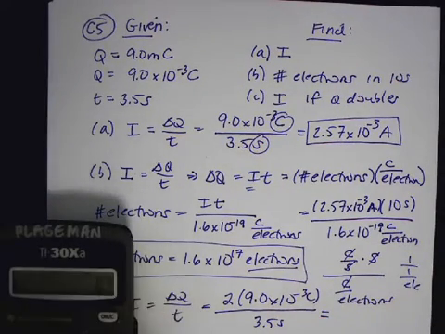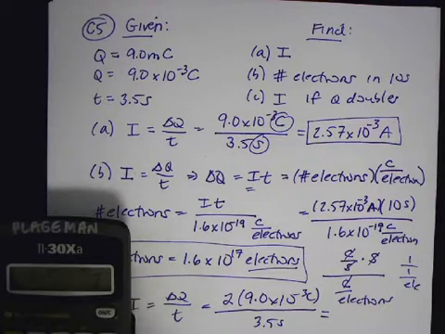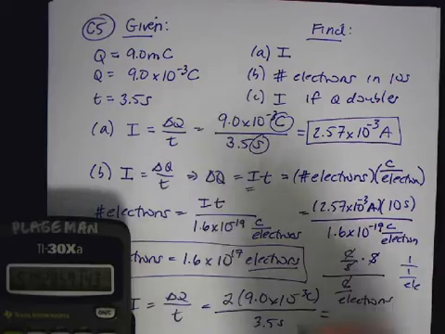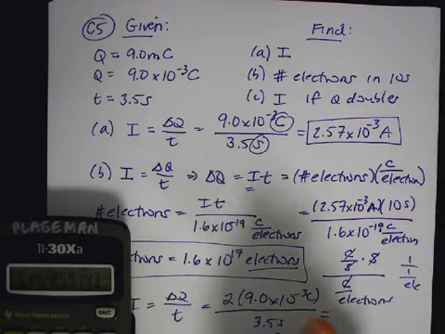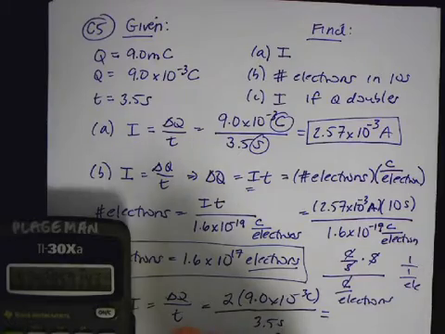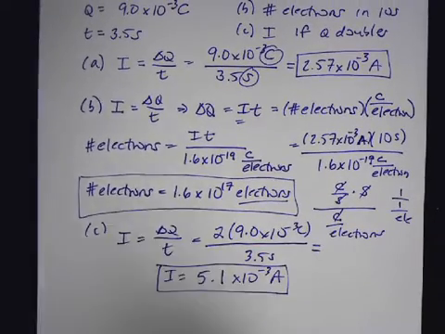So I'm going to say 9 EE minus 3 times 2 divided by 3.5 equals. So it comes out to be 5.1 times 10 to the negative 3 amps. And that's easy. You guys could have done that. All right. So this is number 5. And I wrote really big.